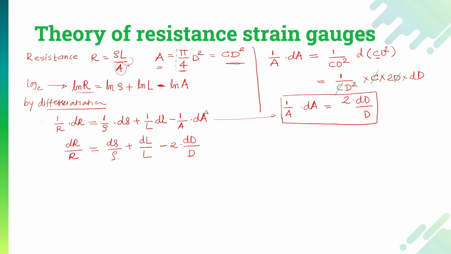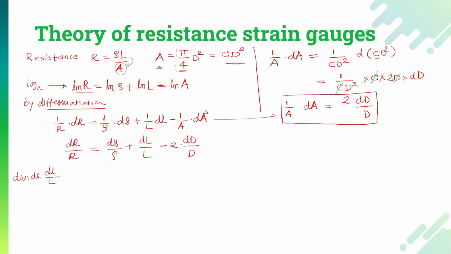Now over here I am going to divide the whole value with dl by L. Now why am I doing this? As you can observe, this is dr by r available. If I divide this value by dl by L, what am I going to receive? I am going to receive the gauge factor directly, and this is what I want. This is why I am solving this particular theory. So I will divide the whole equation with the value dl by L.